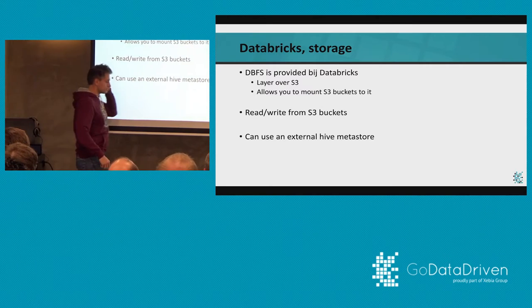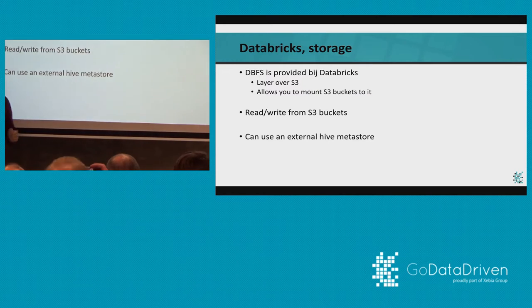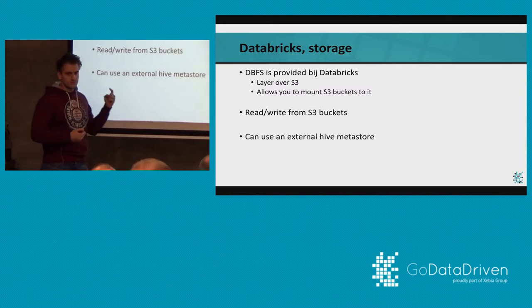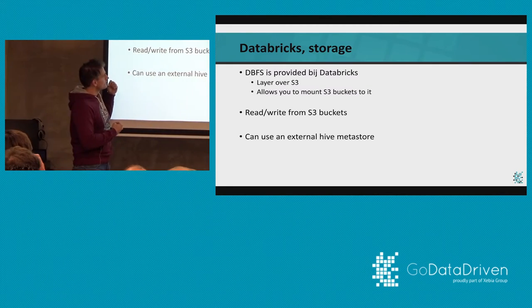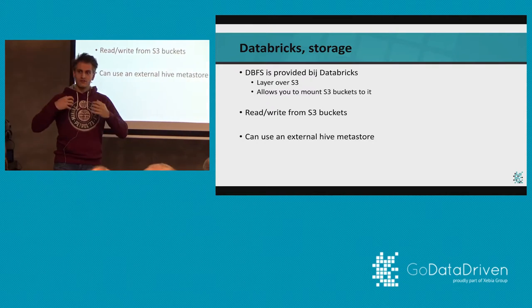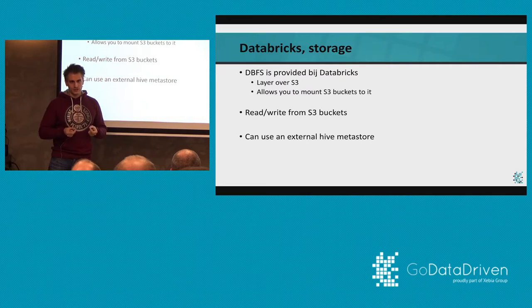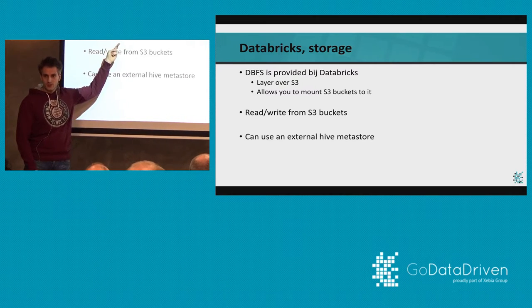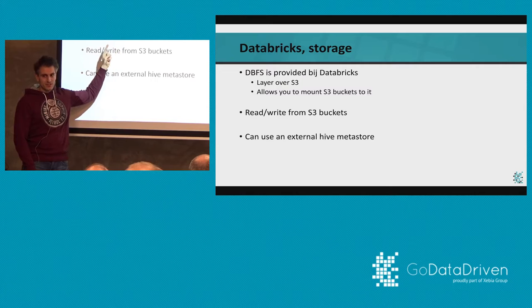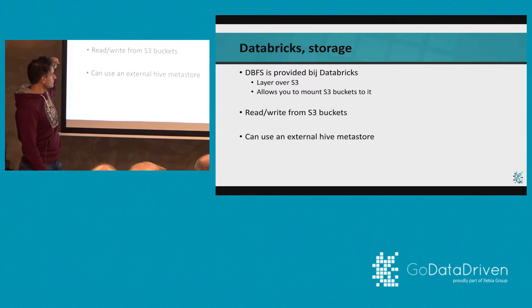In terms of storage, they have a concept called DBFS, which is the Databricks file storage. It's kind of a layer over S3, if you use it in combination with AWS. Natively, if you have a Databricks subscription, it'll use its own DBFS storage. So if you have sensitive data, they allow you to mount your own S3 bucket in your own AWS account. If you don't specify it, they use their own. So be careful if you configure that.